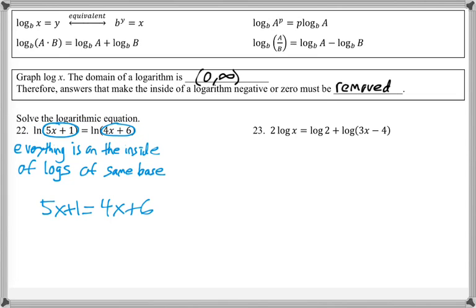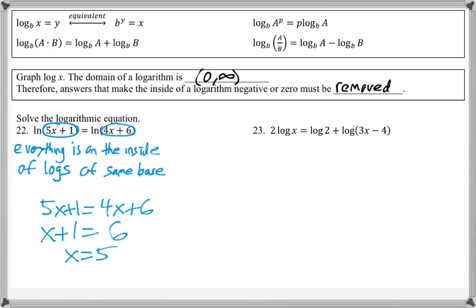If I subtract 4x from both sides, I get x plus 1 is equal to 6. And then if I subtract 1, x is equal to 5. Now I do want to check to make sure that it doesn't make the inside of a logarithm negative or 0. So if you plug it back into this one, that would be 5 times 5 is 25, plus 1 is 26, so that's okay.